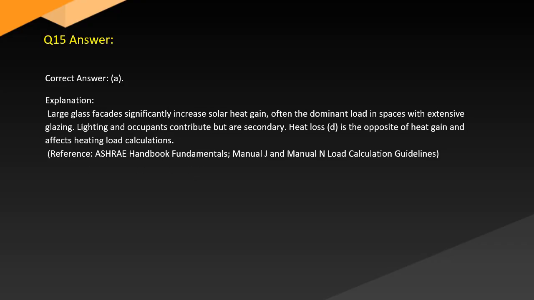Answer. Correct answer: A. Explanation: Large glass facades significantly increase solar heat gain, often the dominant load in spaces with extensive glazing. Lighting and occupants contribute, but as secondary factors. Heat loss (D) is the opposite of heat gain and affects heating load calculations. Reference: ASHRAE Handbook, Fundamentals, Load Calculation Guidelines.